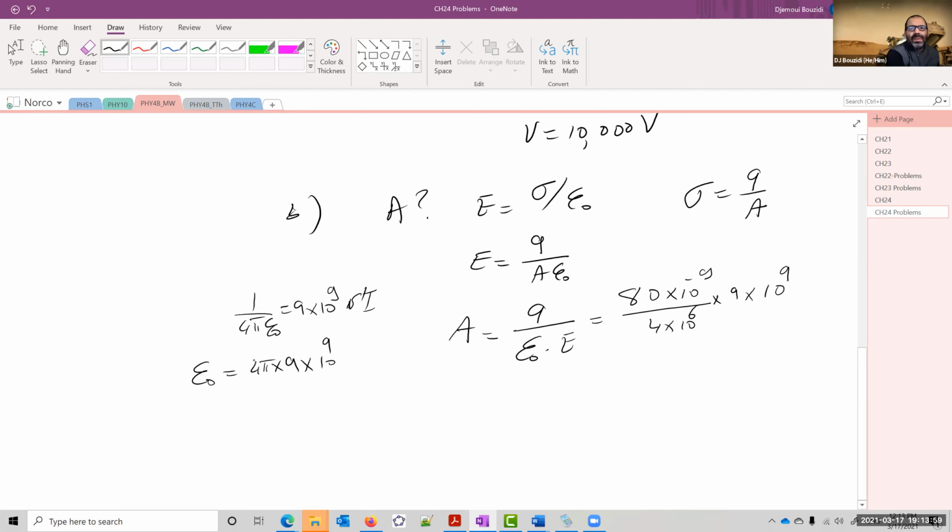So that is 1 over epsilon naught. I'm sorry, did I say that? 1 over epsilon naught is this number. So epsilon naught is a lot smaller number, so it's the inverse of this number. So 1 over epsilon naught is a big number. So times 4 pi. So now I plug in everything into a calculator, and you should be able to find what this thing is.